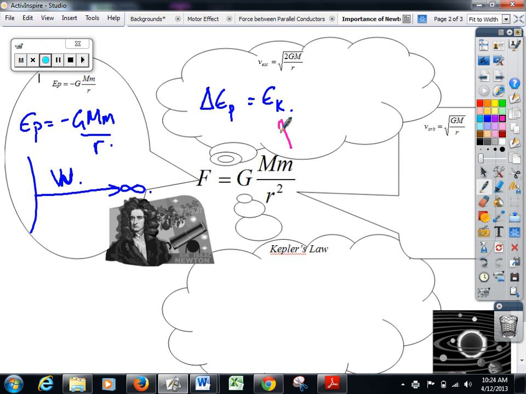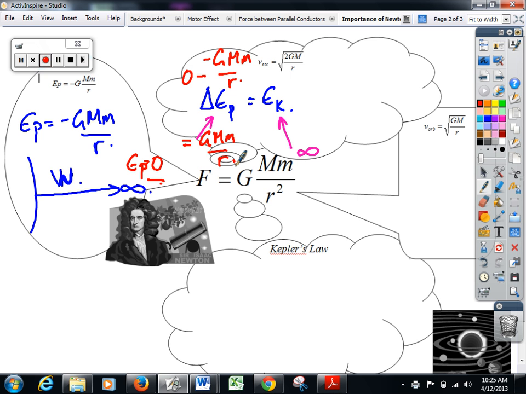So this is the kinetic energy needed to move it to an infinite distance away, and this is the change in potential energy. We know that by definition, EP at an infinite distance away is 0. So the final condition is 0 minus the initial condition, which is negative GMm on R, and therefore delta EP, the change in it, becomes equal to GMm on R.